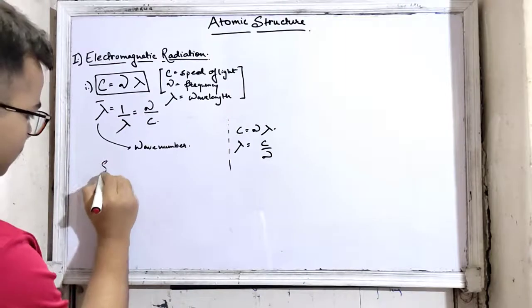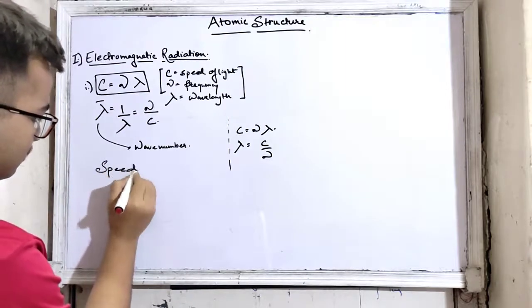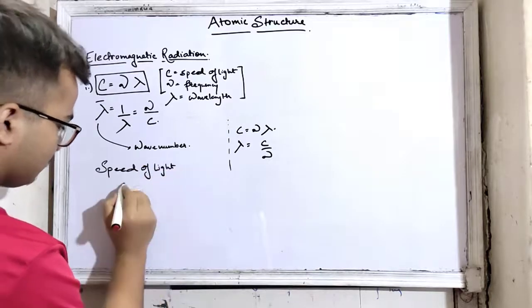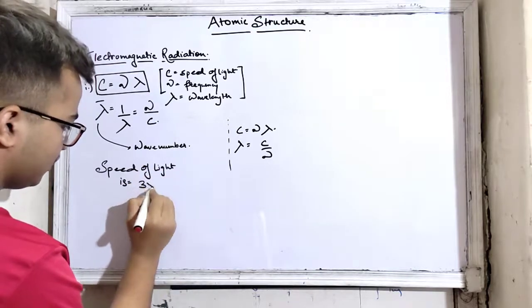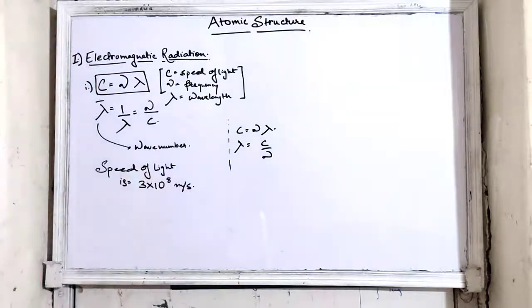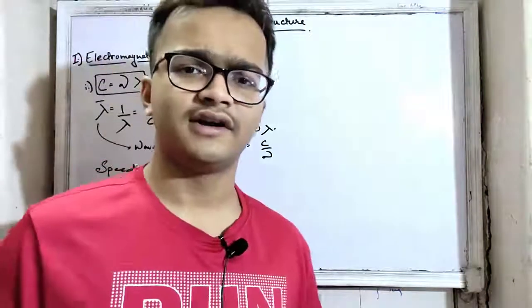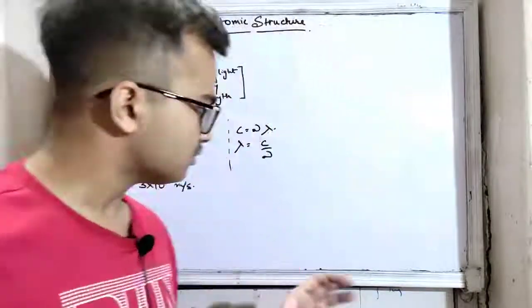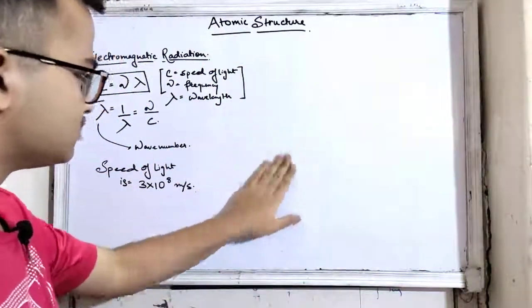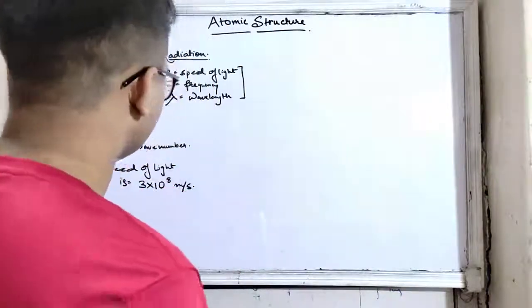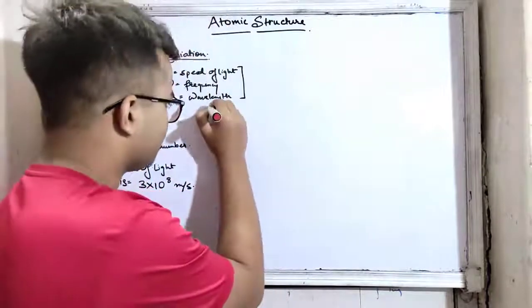Here you have to keep in mind that the speed of light is equal to 3 into 10 to the power 8 meter per second. So this was the formula of the electromagnetic radiation, which is c equal to nu lambda. Now we come to the second portion. This is a theoretical part which you have to remember, that is the electromagnetic spectrum. So let's make a partition over here.